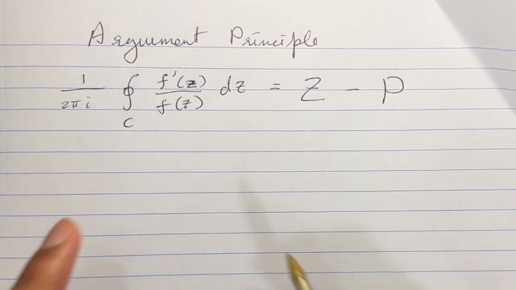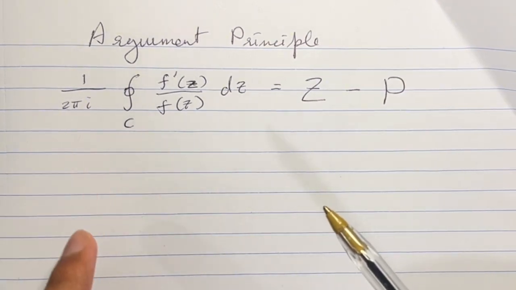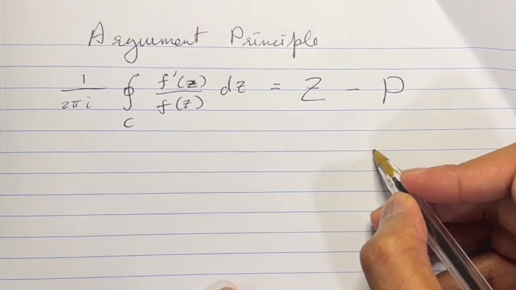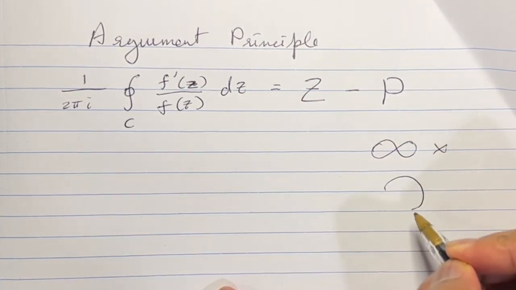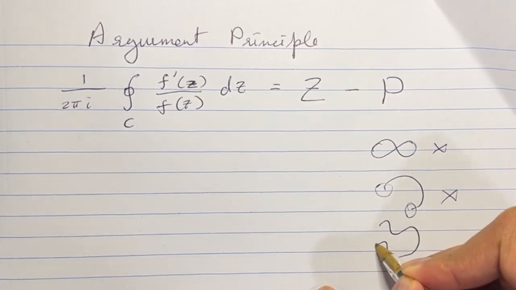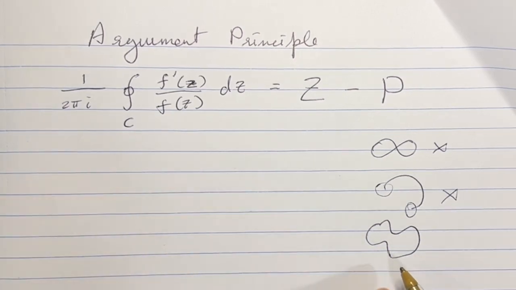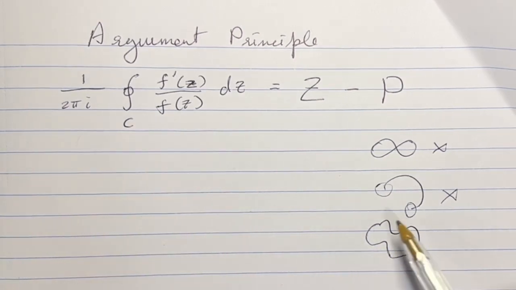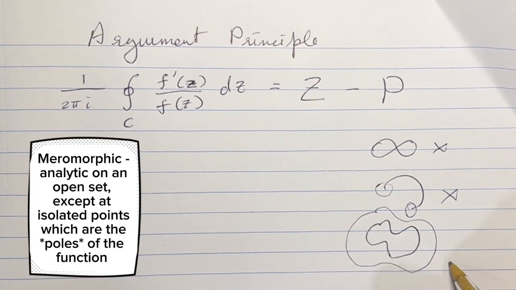And it says that this integral, 1 over 2 pi i, over a simply closed contour, which means it's simple, that means it doesn't self-intersect, and it's closed, so it doesn't have two endpoints like this. So it's simply closed. For example, this would be simply closed. This is a typical way people draw it. And we want f to be analytic everywhere on this contour. And we want it to be meromorphic on an open set U containing this contour.